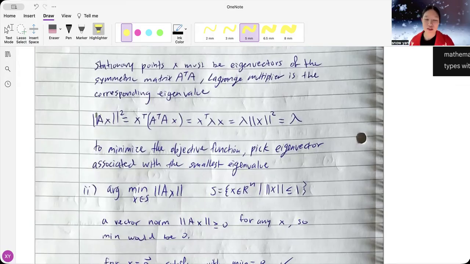We put it back into the original expression. We just see that this part over here is lambda x, and then we can take lambda in the front, and we just get lambda times the norm of x squared. Since we assumed that x was at the boundary, equal to 1, hence it's lambda. So basically, to minimize the projective function, we can pick the eigenvector associated with the smallest eigenvalue.